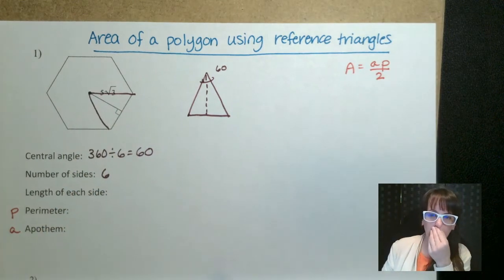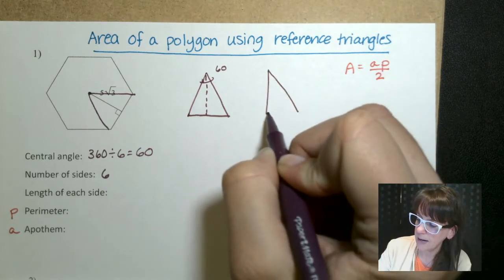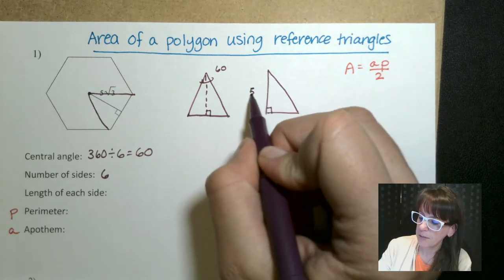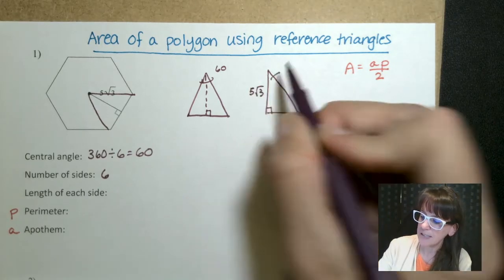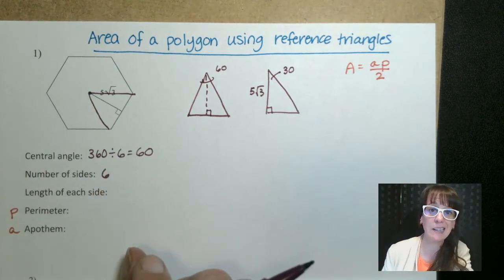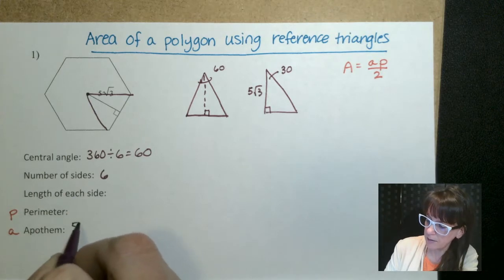Now I'm going to draw it in half, right? So let's cut that in half, like that and like that. So this apothem is 5 root 3, but this angle now is 30 because we always take our central angle and cut it in half. So the apothem is 5 root 3.